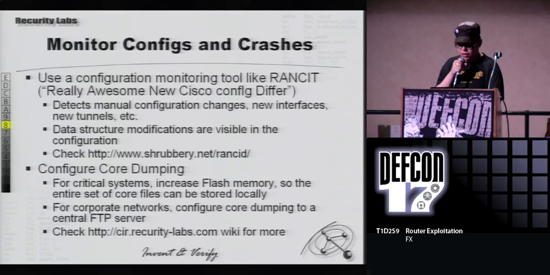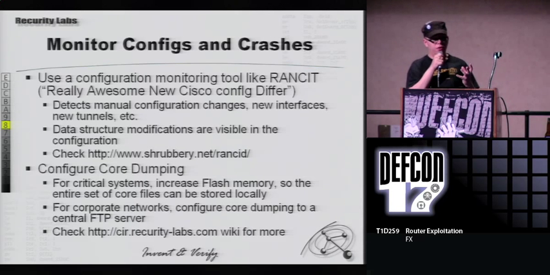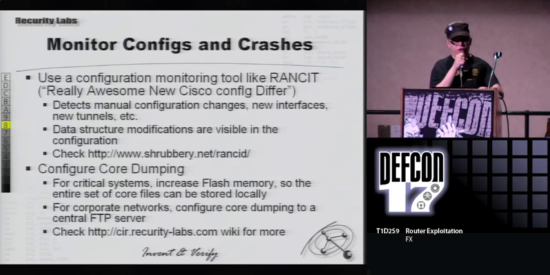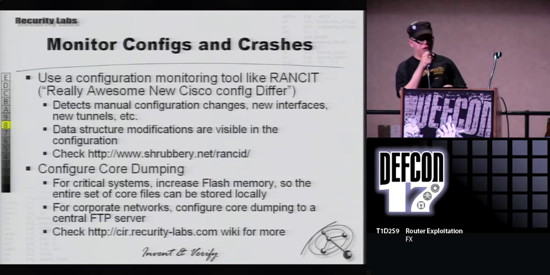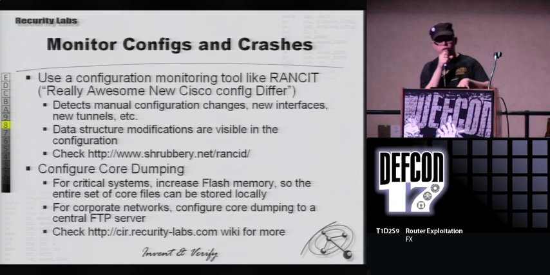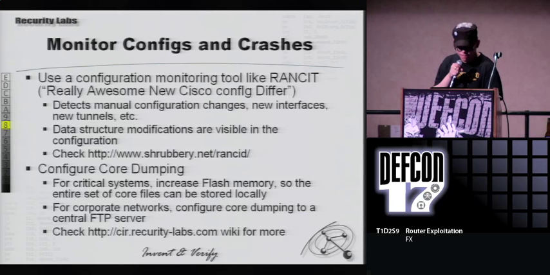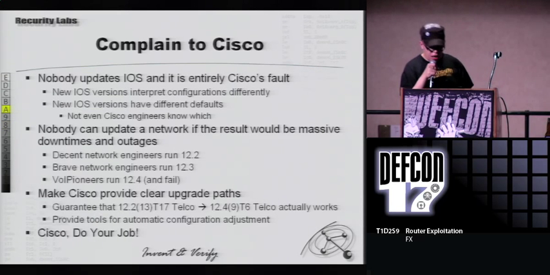So please do that. For really critical machines, add enough flash so they can dump locally onto their flash and don't need the network for that, because that is perfect evidence. If someone is shooting with an exploit at your machines and they can do that, you have the exploit. Go ahead and complain to Cisco.